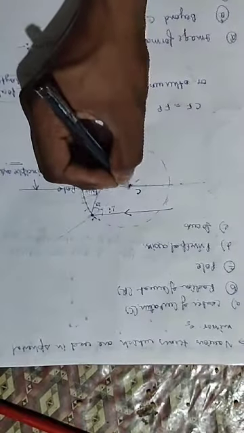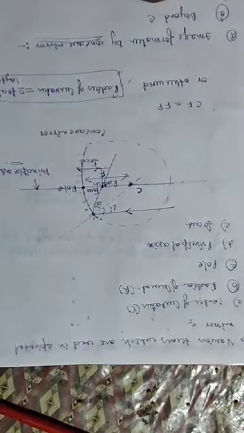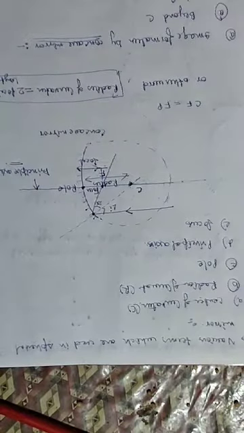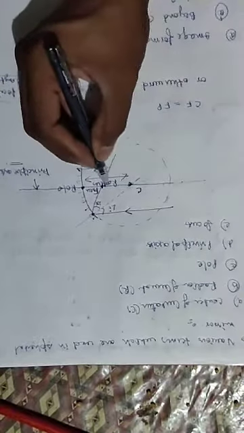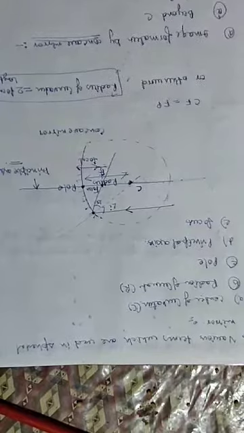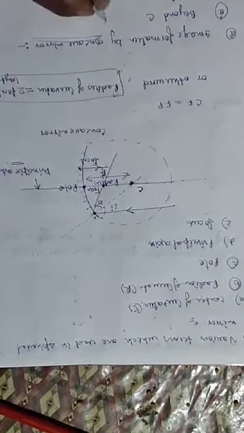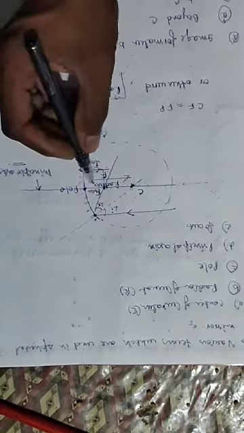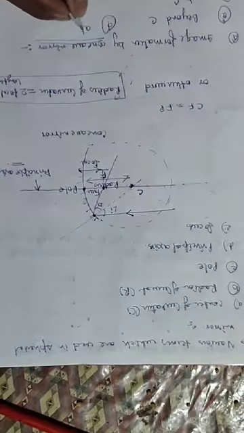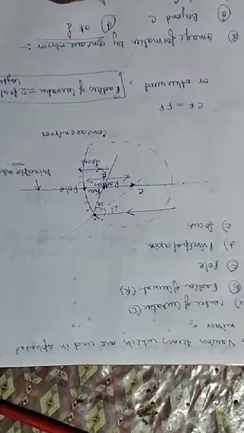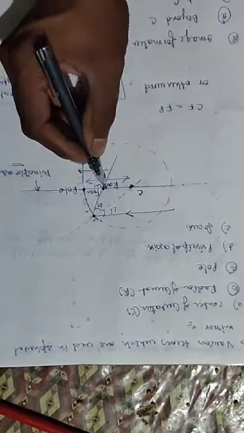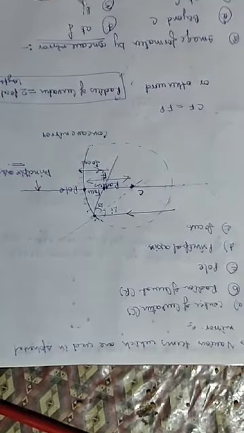Second position may be at C. Object may be located at C, means exactly at this point, at C. And third position may be between C and F. Object position may be between C and F. And fourth position will be at F, exactly at F. And fifth position will be between F and P, between F and P.